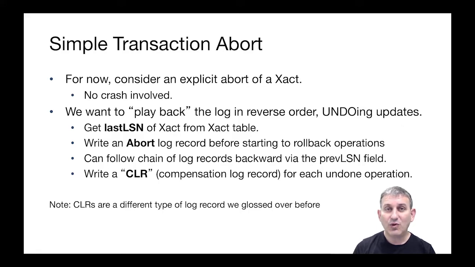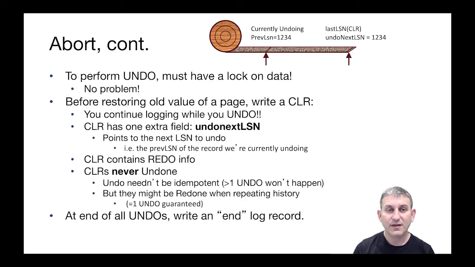One detail here that's important is that before we ever undo anything, we write a log record saying we're about to undo it. So we're going to even log our undos. That's called a CLR, or a compensation log record. We're going to write one of those at the end of the log for each action that we undo. And CLRs are a type of log record we glossed over before that we're going to go through now.